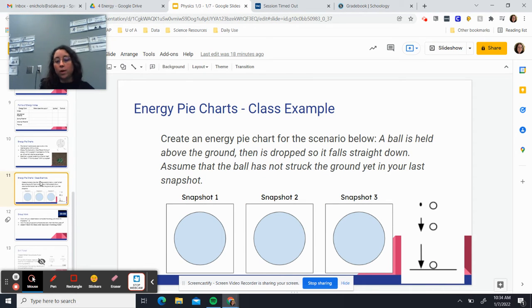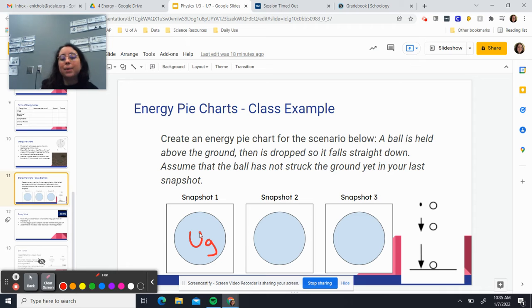So for snapshot one here, I need a pen. For snapshot one, my object is not moving, so there's not going to be any kinetic energy, but it does have height, so that means I'm going to have gravitational energy. So I'm going to put UG here. But I'm not going to put any other forms of energy. You might be thinking, but aren't we going to account for air resistance?